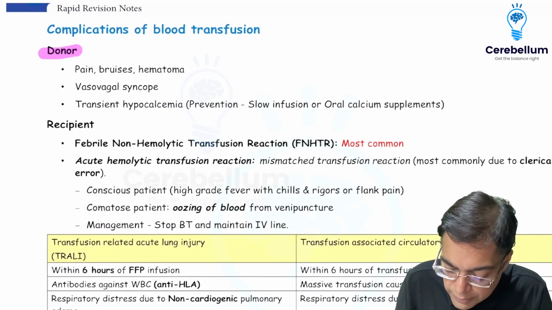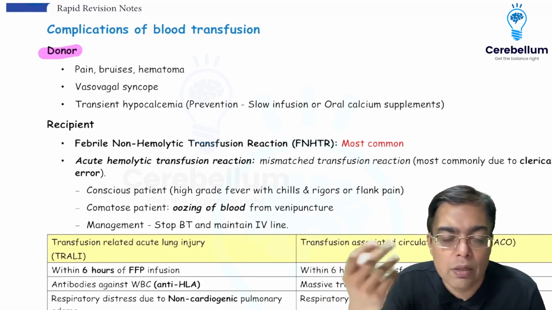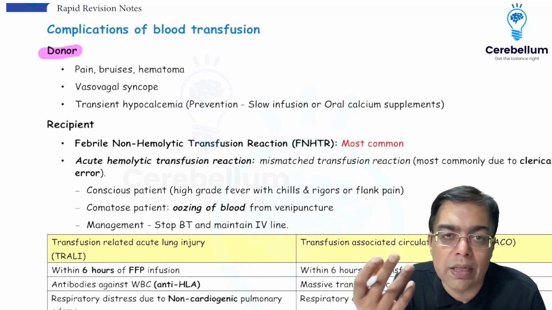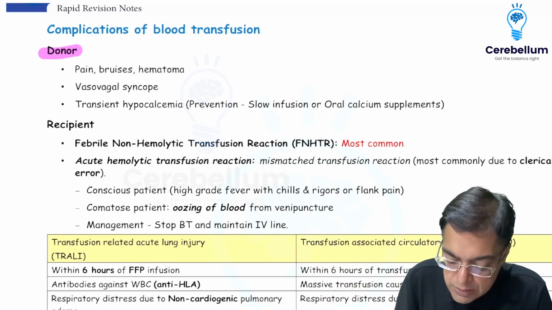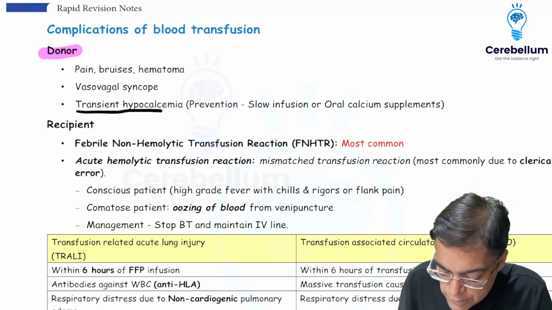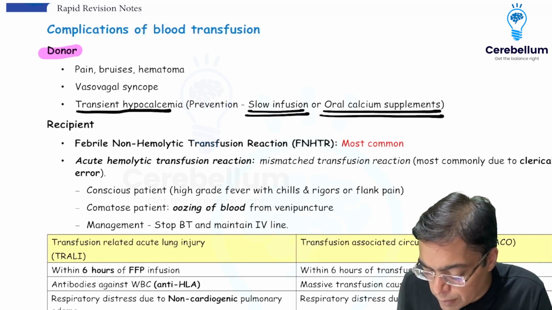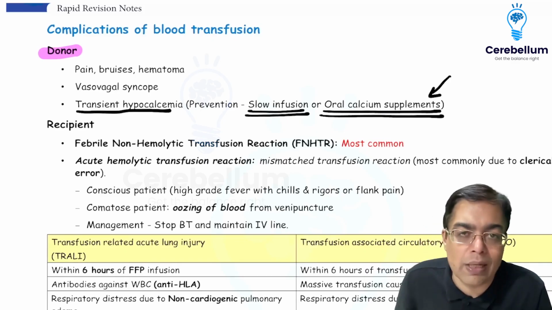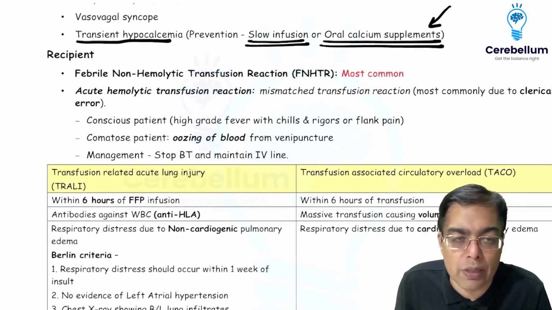So for the donor, it may include something like some kind of pain or bruises, or even, if the people are not well hydrated, they can have an episode of dizziness or syncope, or they can have a development of a transient hypocalcemia, as I explained, which is usually taken care of by regulating the rate of infusion, and at times it can be managed simply by giving oral calcium supplementation. Calcium is becoming less, and that's causing the hypocalcemia, so that can be managed very well.